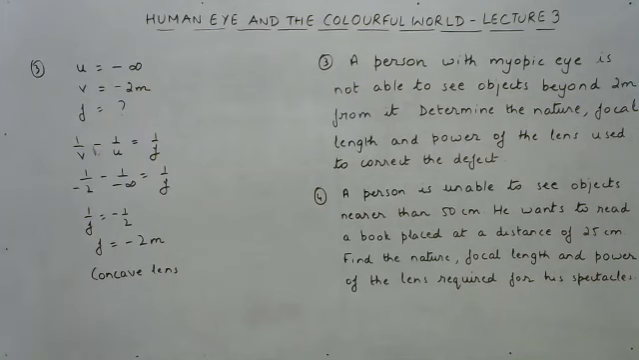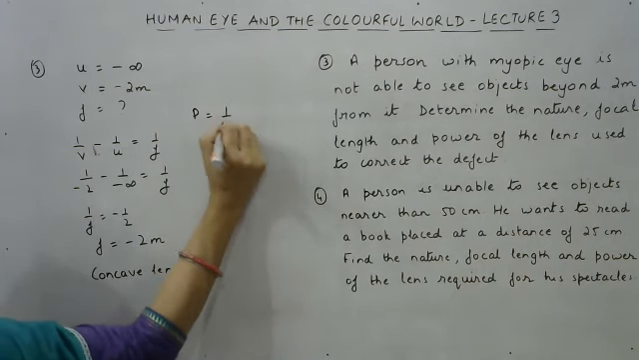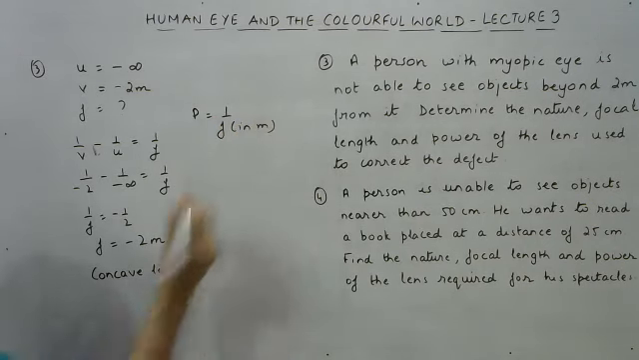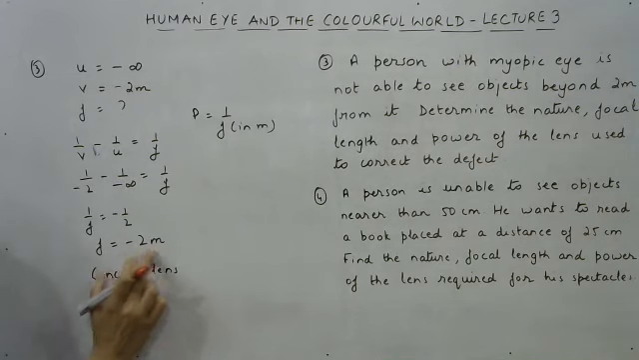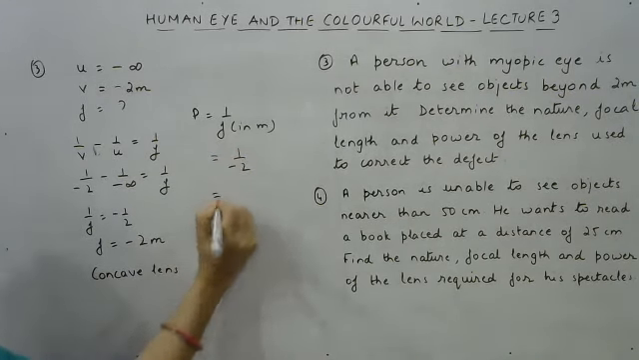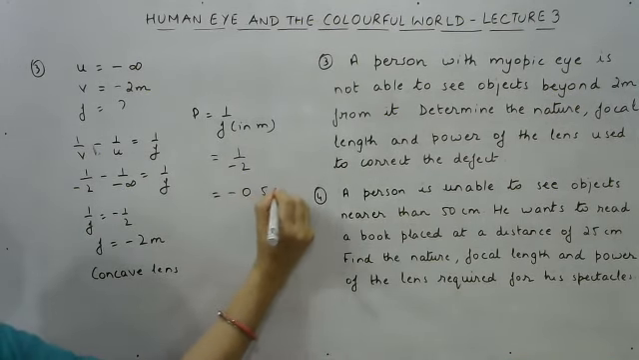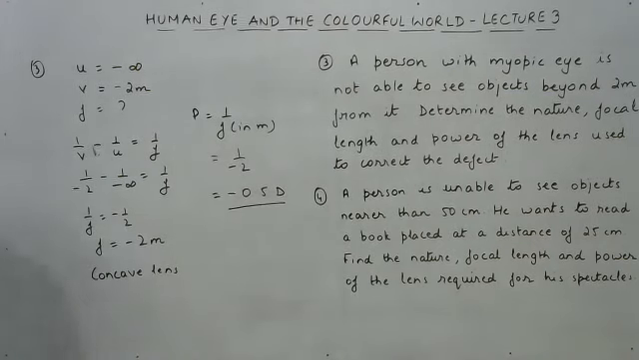We have solved two parts. We have calculated the focal length and we have also concluded the nature of the lens. Now we need to find out what is the power of this lens. So power is 1 upon f in meters. We can directly substitute the values here because it is already in meters. So we get it as 1 upon minus 2 and our answer is minus 0.5 diopter. So this is our final answer for question number 3. I hope this question is clear to everyone.